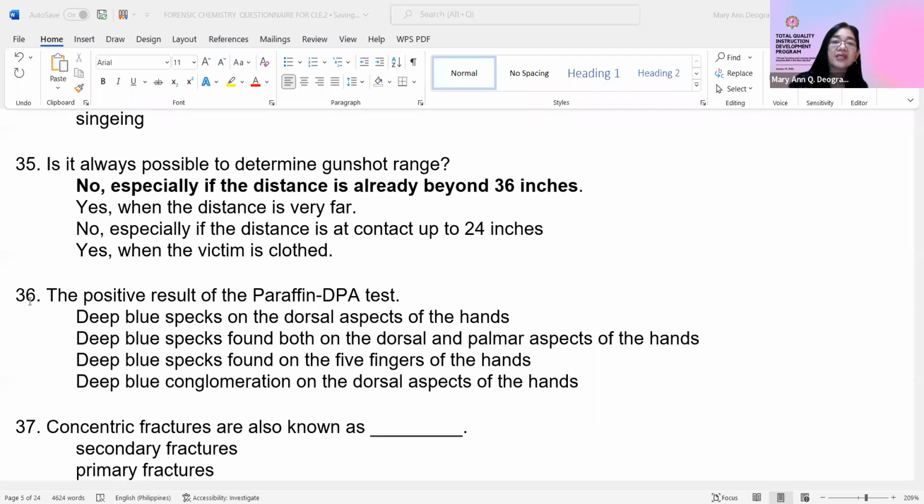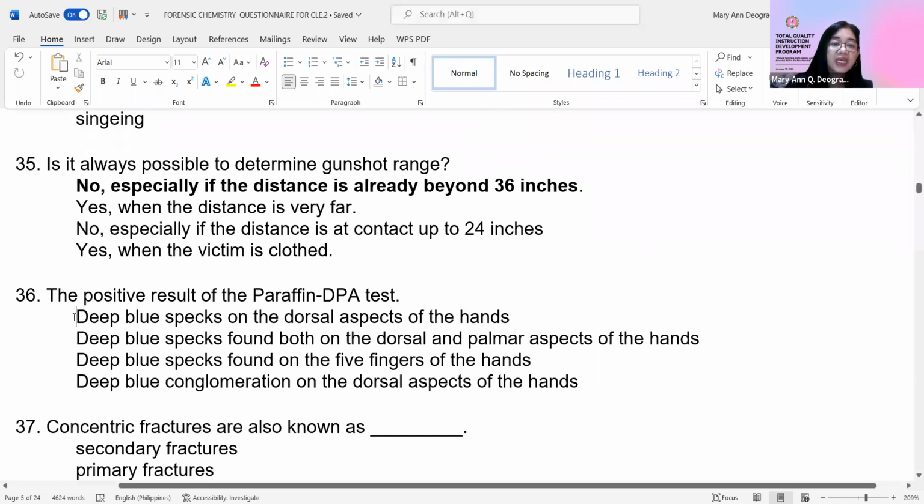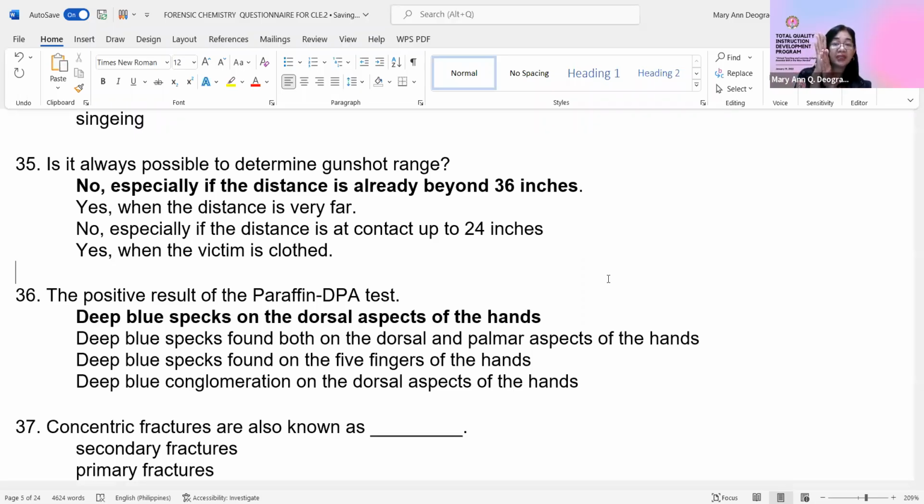Okay, it's letter A. Alright, so letter A ang sagot. Kasi para-parehas na deep blue specks yan eh. Of course, the deep blue specks should be found, no, on the dorsal aspects of the hand. Sa likod ng palad, ang ibig sabihin yan. Hindi pa pwedeng meron dito sa palmar aspect, no? Or dito lang meron, hindi pwede.